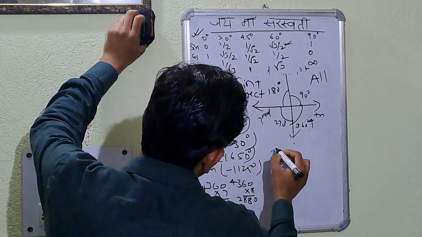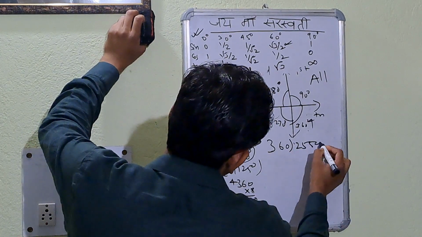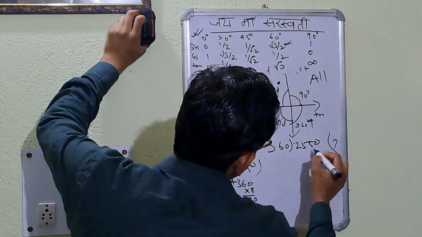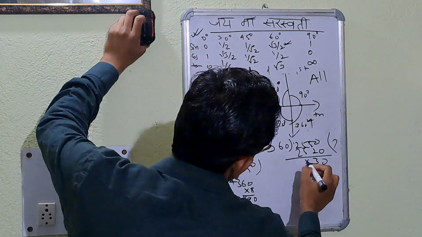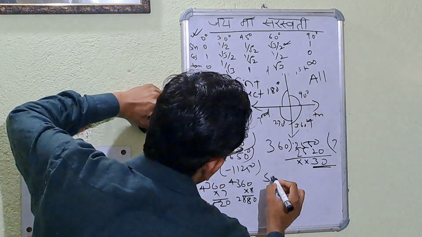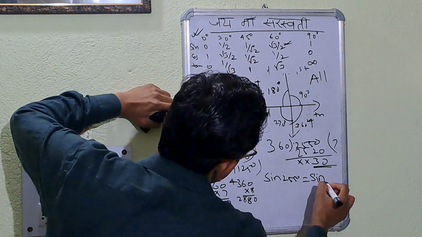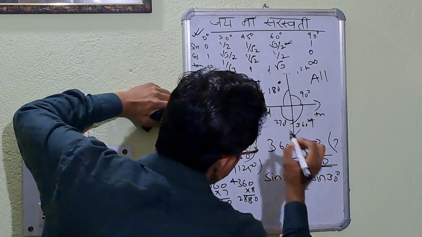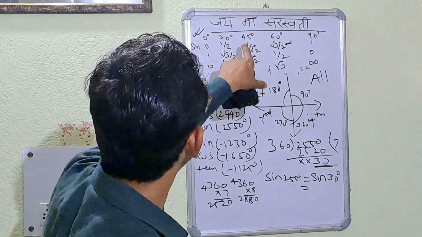Sin 2550, we will divide 2550 by 360. 8, 7, 25, 20. We got the remainder 30. So sine 2550 we can write as sine 30 degree. And in an easier manner, we can write sine 30 is half.